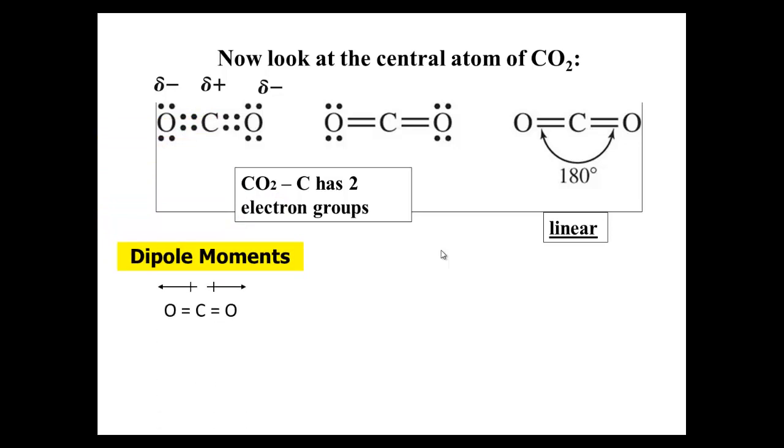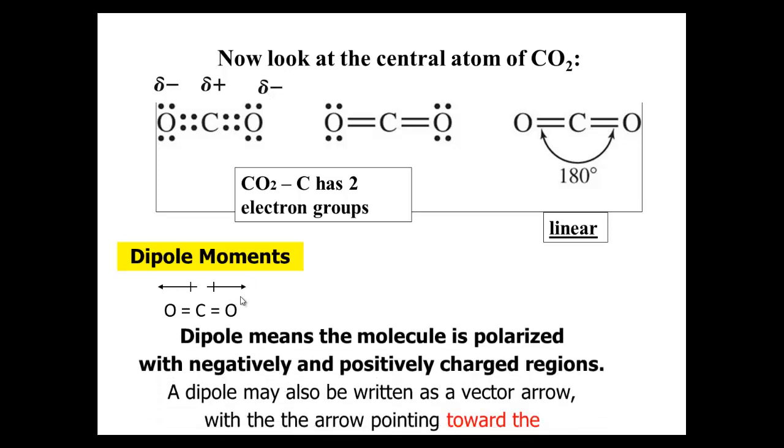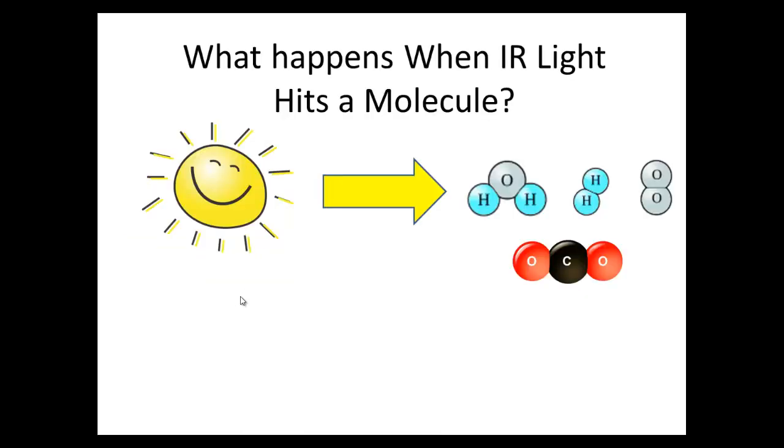You can actually represent dipole moments with a vector. So the arrow would point towards the more electronegative atom. You can either use partial negatives or vectors, same thing. But the dipole moment, or dipole, means the molecule is polarized with negatively and positively charged regions. That's the key here, you guys. You have to have a dipole for anything to happen with infrared radiation.